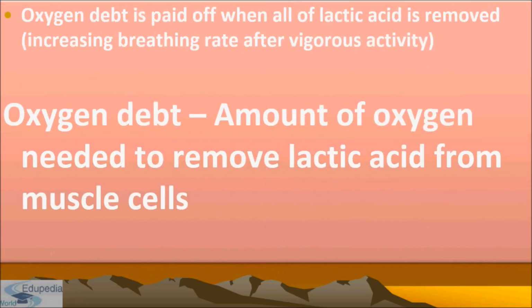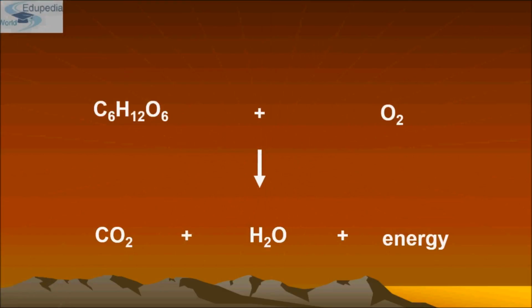Now what is oxygen debt? It is paid off when all of the lactic acid is removed. That means increasing the breathing rate after vigorous activity. Oxygen debt is the amount of oxygen needed to remove lactic acid from the muscle cells. As you can see, when glucose gets combined with oxygen, it produces CO2, H2O, and energy.